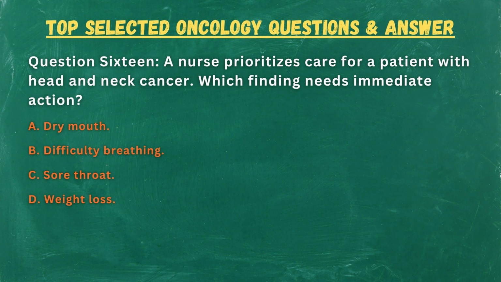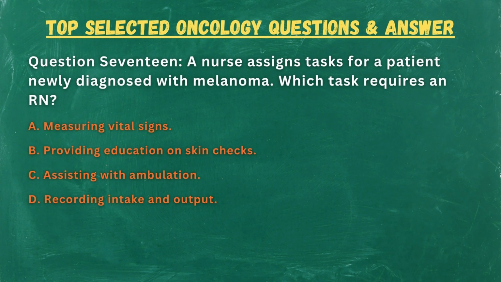Question 16. A nurse prioritizes care for a patient with head and neck cancer. Which finding needs immediate action? A. Dry mouth. B. Difficulty breathing. C. Sore throat. D. Weight loss. Answer: B. Difficulty breathing.